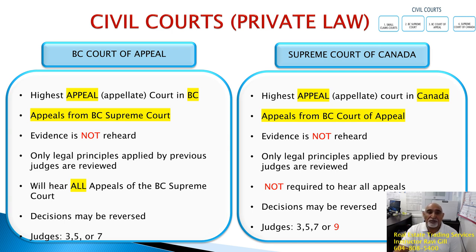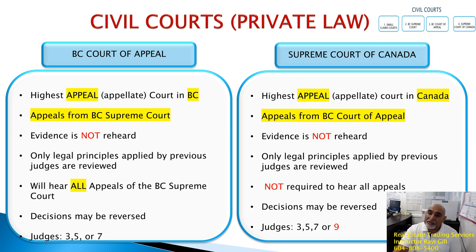Okay, so let's take a look at BC Court of Appeal, number 3. It's called the highest appeal court. Okay, another word that's used for appeal is appellate. Be careful in the examinations, they'll use either the word appeal or appellate. Appellate is a big fancy word for appeal. Okay, appeals to BC Court of Appeal, this number 3, come from BC Supreme Court.